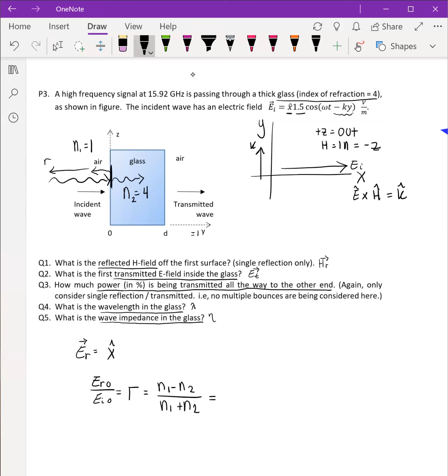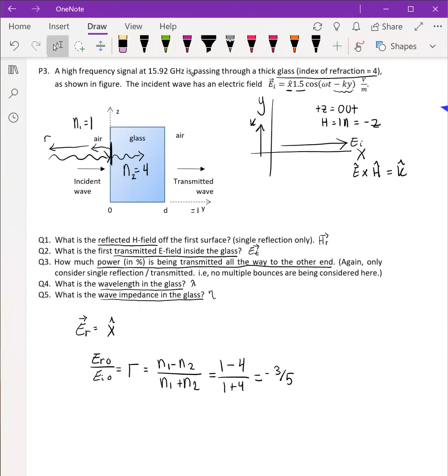And that's the reflected part we're caring about. So first, our wave starts in air, and then it goes to glass. So the index of refraction of air, looking at gamma now, is 1 minus where our wave is going, which has an index of refraction of 4 for glass. And then we divide by the sum. And that gives us a minus 3/5 for gamma.